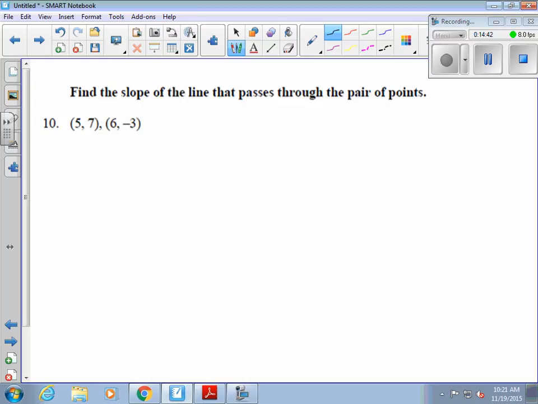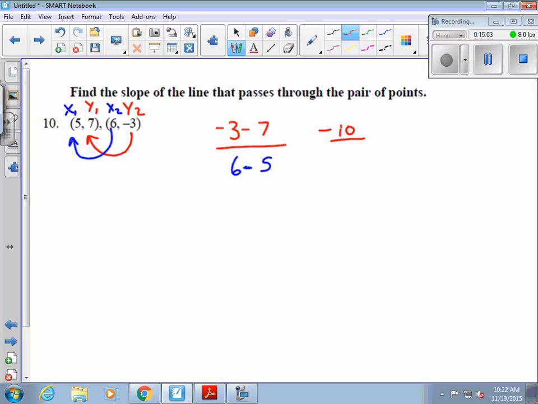This one asks you to find the slope. Remember what slope is, the change of y. It's y sub 2 minus y sub 1 over x sub 2 minus x sub 1. So negative 3 minus 7 over 6 minus 5. Negative 3 minus 7, same sign, add them up, negative 10. 6 minus 5 is 1. This simplifies. You don't have to write anything over 1, so it's negative 10.